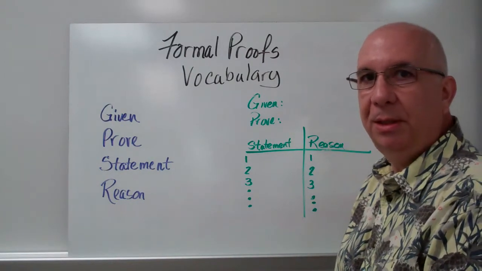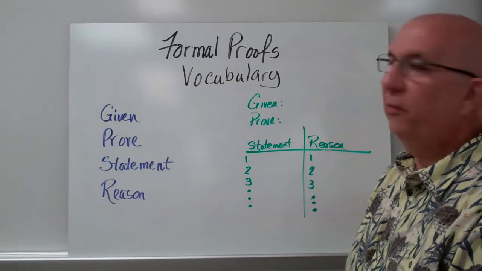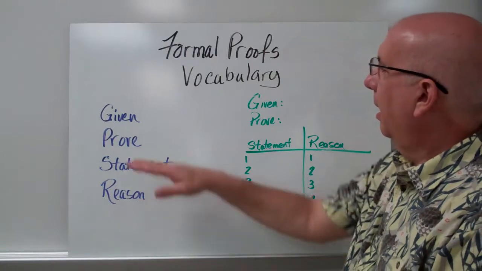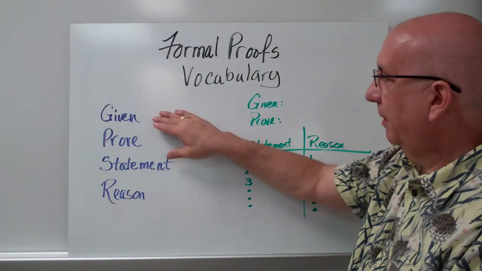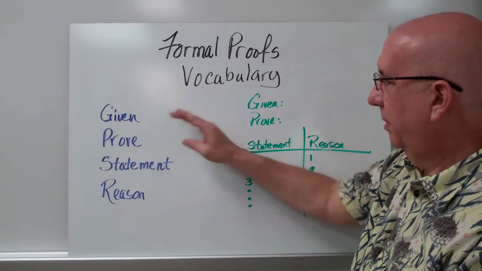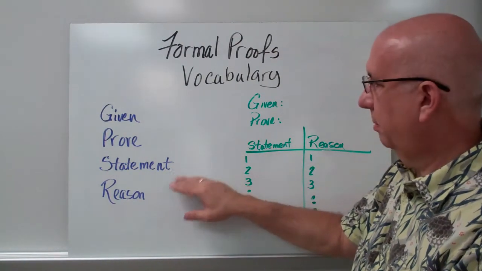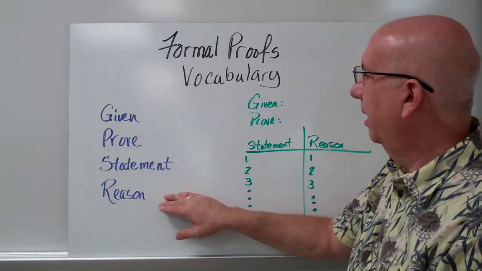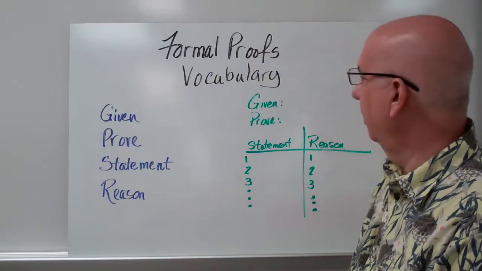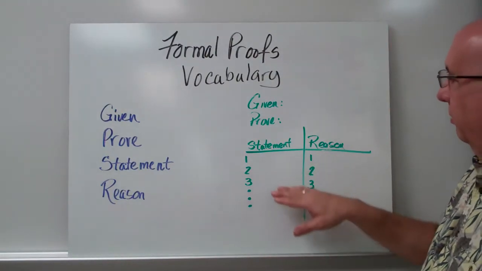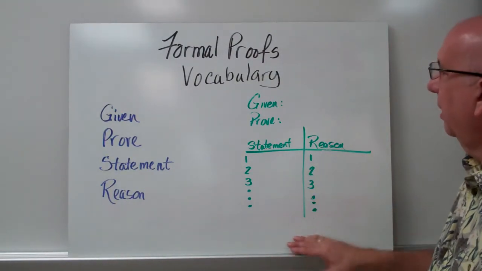Welcome. Today's lesson is about the vocabulary for formal proofs. The terms that we will use today are given, prove, statement, and reason. In a formal proof, there are usually two columns, and it was set up in this manner.